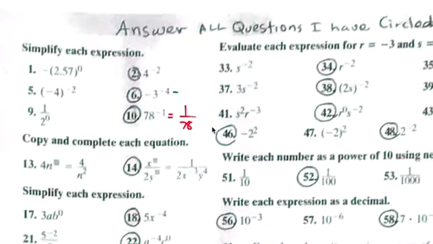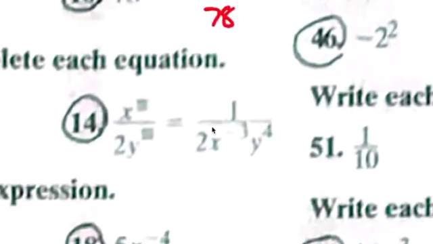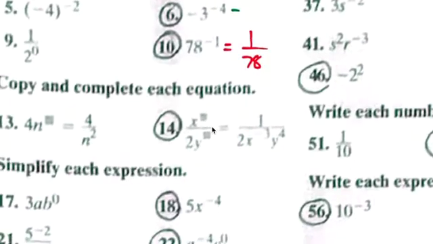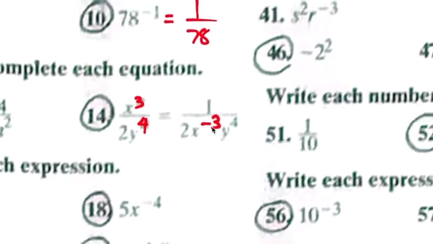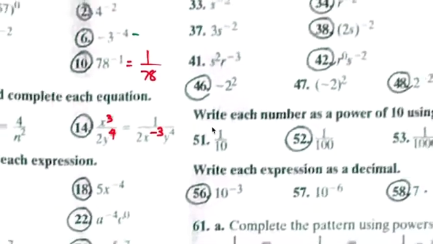Okay. Number 14. Complete it. Okay. I hope yours show up better than what I see here. So this is x to the negative 3, right? So x is 3 first. Y is to the 4th power, like that. Okay, that's how it works.